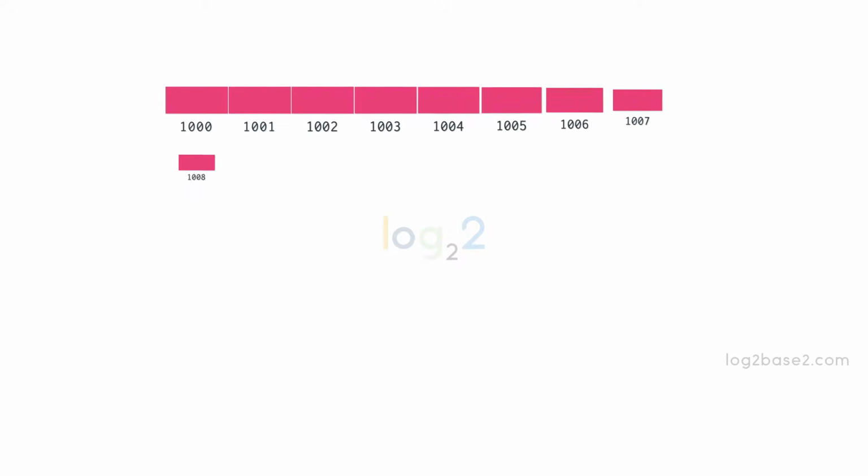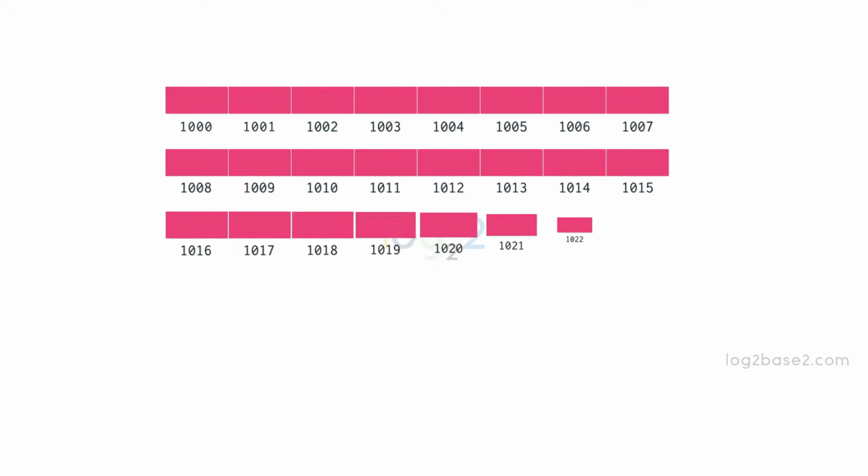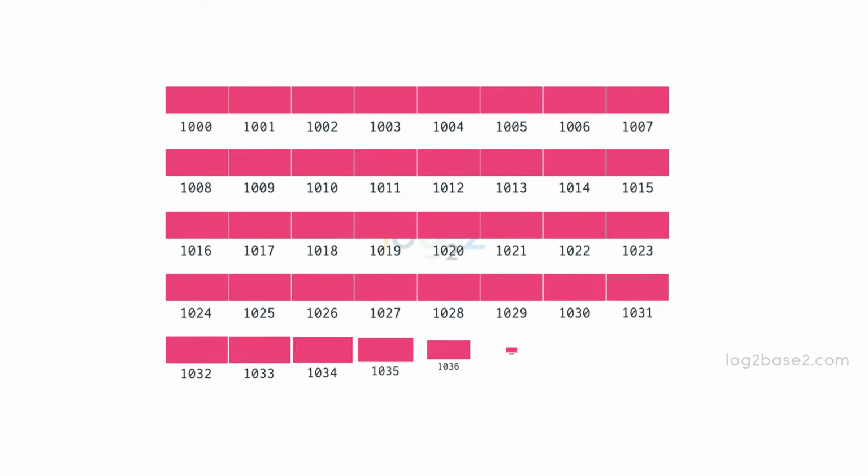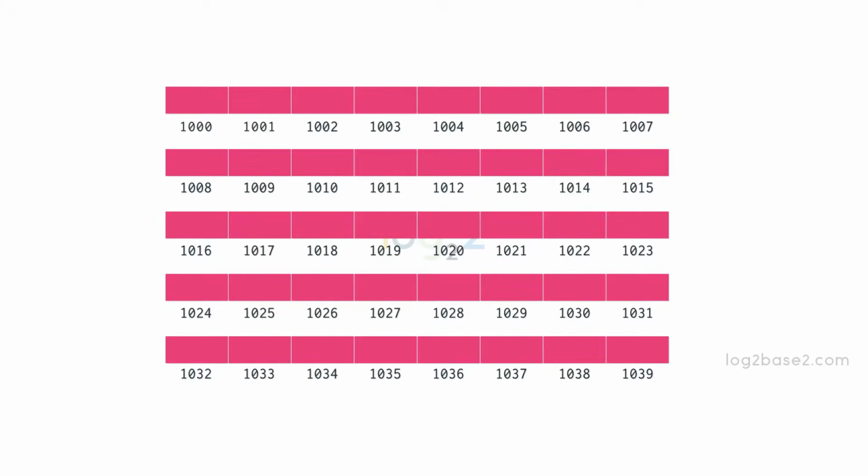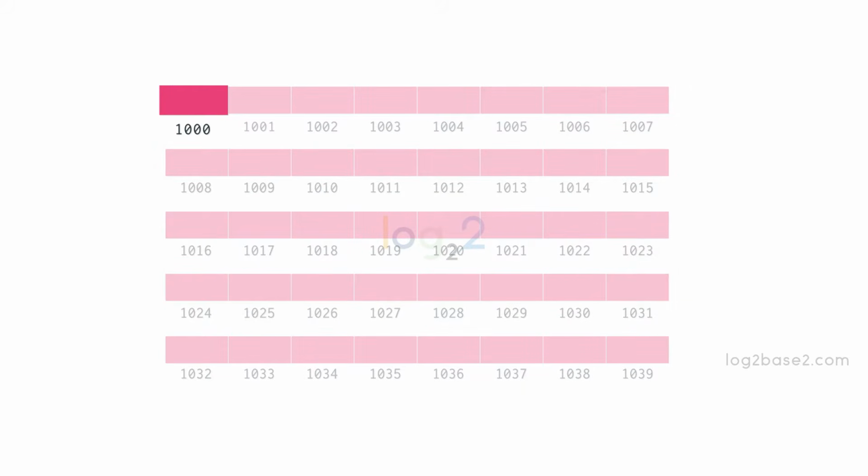Computer memory is linear. As you can see here, each block represents one byte of memory. Every byte of memory will have a unique address. For easy understanding, we have represented the address in the decimal system, but a real computer memory address will be a hexadecimal value.